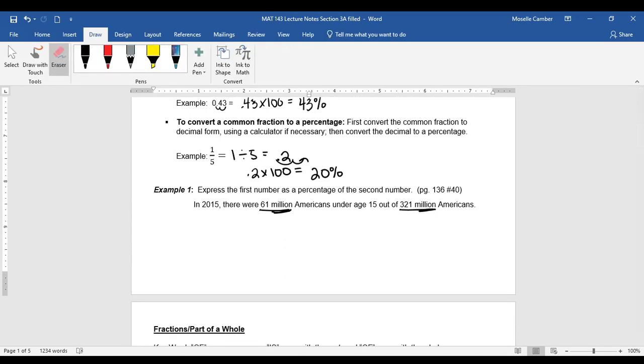So we're doing 61 out of 321. So you do 61 divided by 321, and we would get 0.19003. In MyMathLab, it'll tell you in particular what to round to. Right now, I'm just going to put out several. We have a decimal, but now we want a percent. So we're going to move this over twice, or multiply by 100, to get 19.003%.